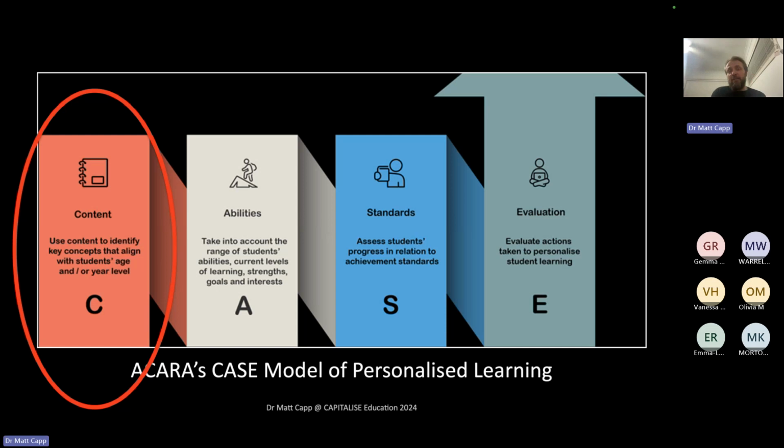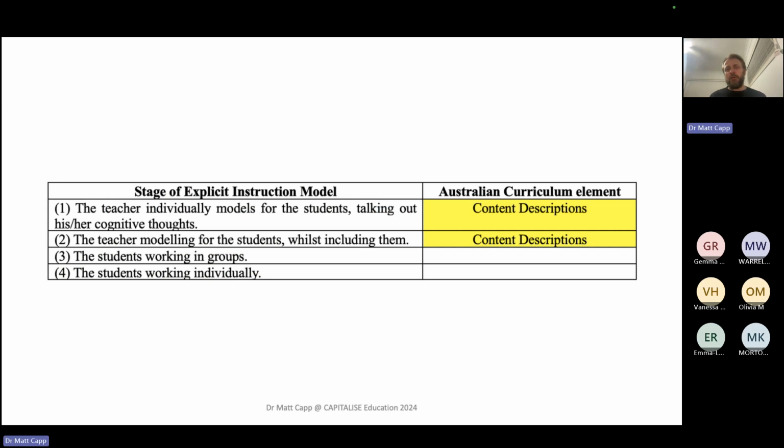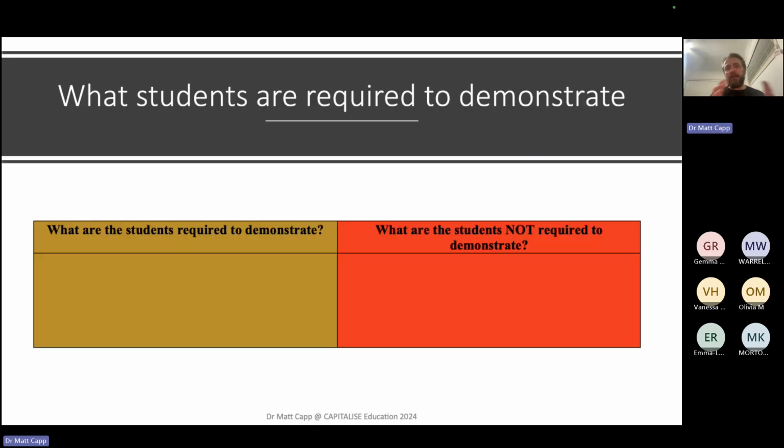And that's the C part of that case model from ACARA looking at personalized learning. And when we break those content descriptors down into their essential knowledge and essential skills, that's what teachers model and scaffold during the first two stages of the explicit instruction model. So when the teacher's individually modeling, he or she is modeling their essential skills in the content descriptors and teaching the knowledge. And when the teacher's modeling with the students, it's again related to the content descriptors in the Australian curriculum.